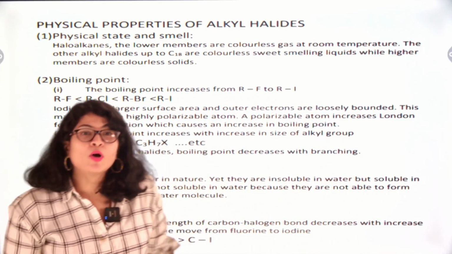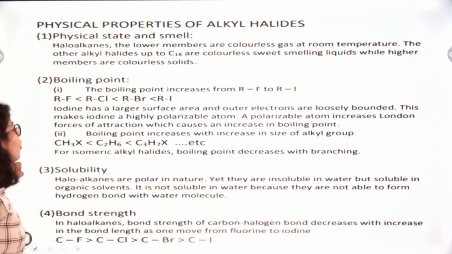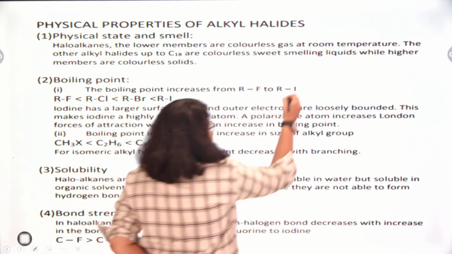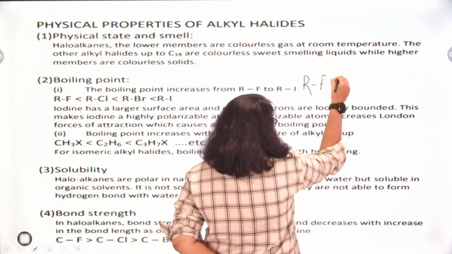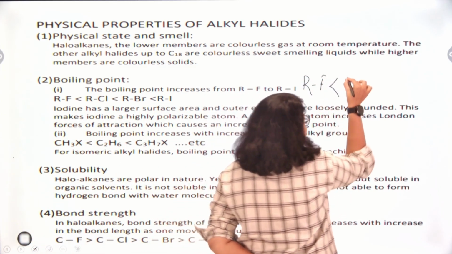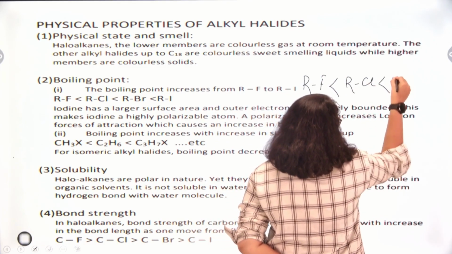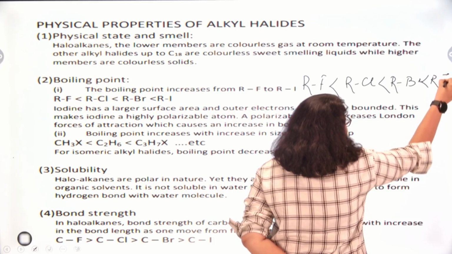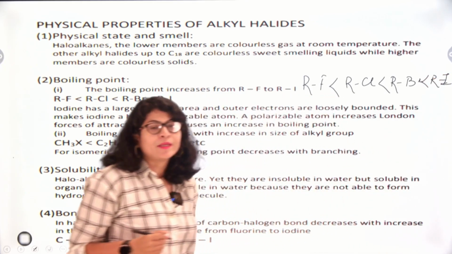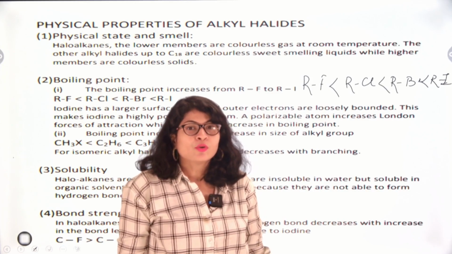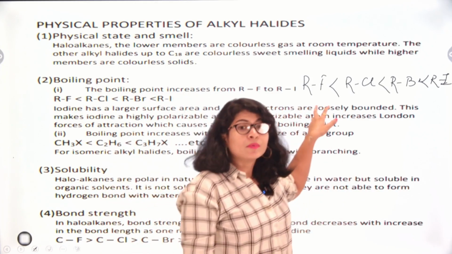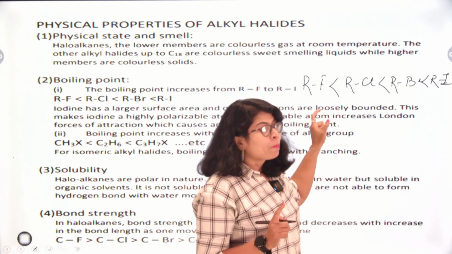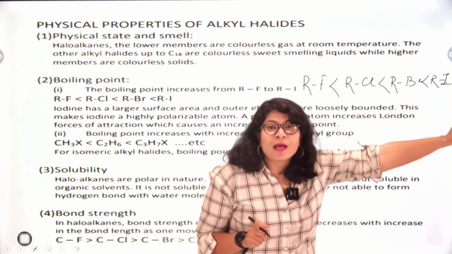Now, if I take up boiling point, then the order of boiling point stands out to be RF has the least boiling point, then RCl, then RBr and RI. Now, why so? Boiling point is related to the size or the van der Waals interaction. The first thing you need to keep in mind is keeping the alkyl group the same, and increasing the size of the halide group only.